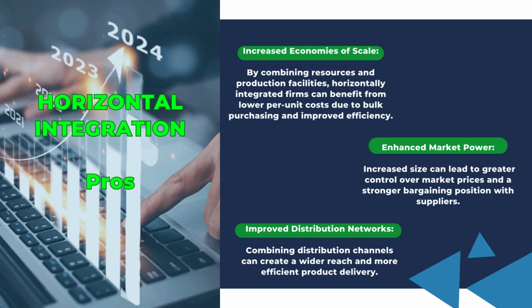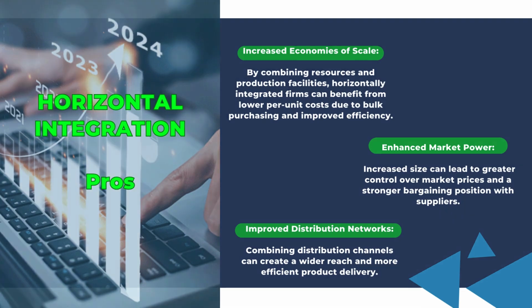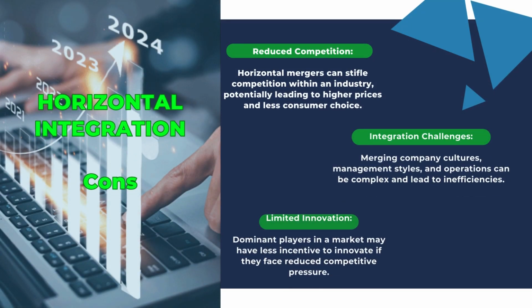And the last advantage is it improves distribution networks. Combining distribution channels can create a wider reach and more efficient product delivery. And now, its associated consequences are, first, it reduces competition. Horizontal mergers can stifle competition within an industry, potentially leading to higher prices and less consumer choice.